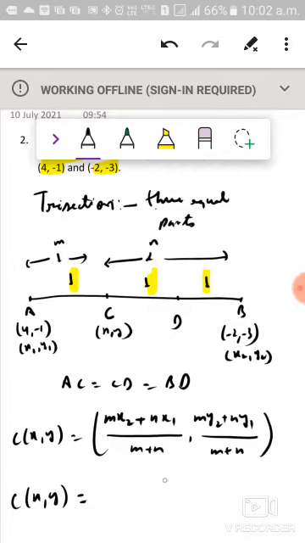Now we will put the values here. What is m? That is 1. 1 multiply x2. What is x2? That is -2. So 1 multiply -2 plus n. What is n? N is 2. 2 multiply x1. What is x1? That is 4. So we'll write here 4, by m plus n. M is 1, n is 2.